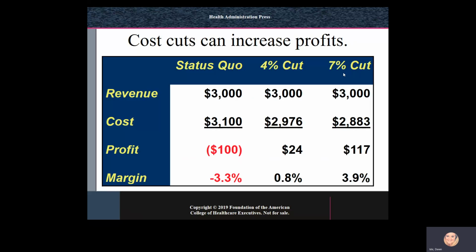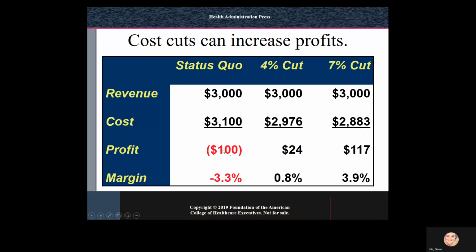So what's one way that we can increase profits? And you heard it in the video. We can cut costs, right? So let's say revenue was $3,000. The 4% cut was $3,000. And then the 7% cut was $3,000, right? So let's look at this. So the cost, $3,100, right? So the revenue was $3,000. The cost was $3,100. The profit then, what's $3,100 minus $3,000? It's a negative $100, which is why it's in red, right?